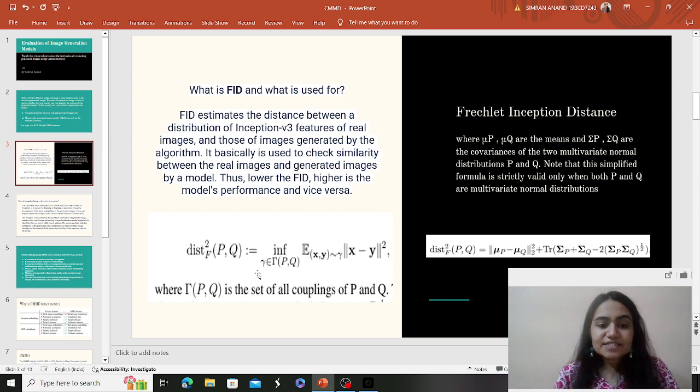So I have this formula, I have just put it in the slide, but I would explain to you firstly why FID is used and what its purpose is. What is FID firstly? It is Fréchet Inception Distance, which estimates the distance, as it's already said, inception distance in it, right? So as you can see, it is the distance metric.